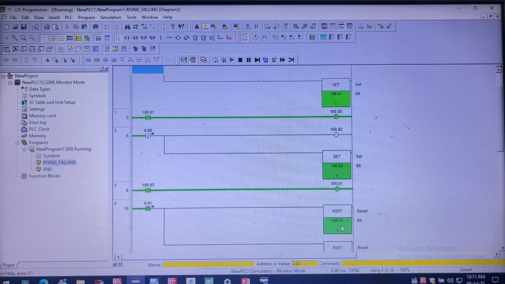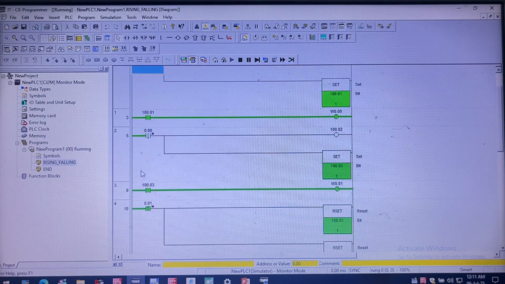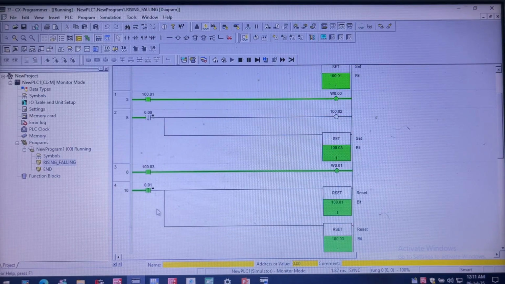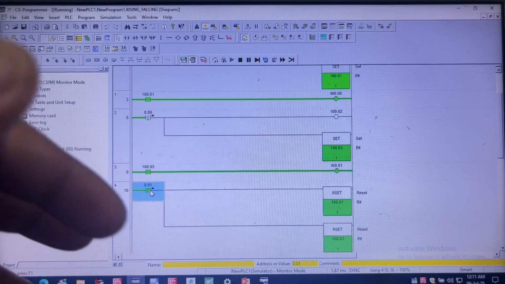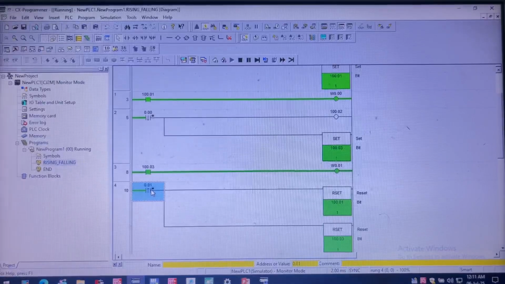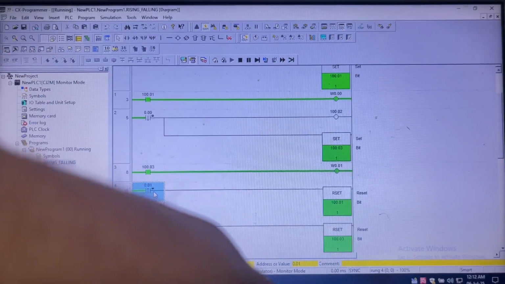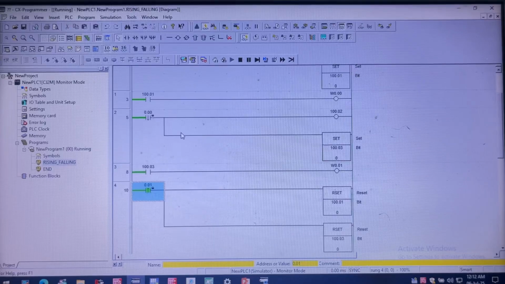Now 0.01 is on, and both inputs are off. Now the reset input is on, and again this is off, again this is off, so this goes on and off. The output is on in pulse form, then both outputs are off.